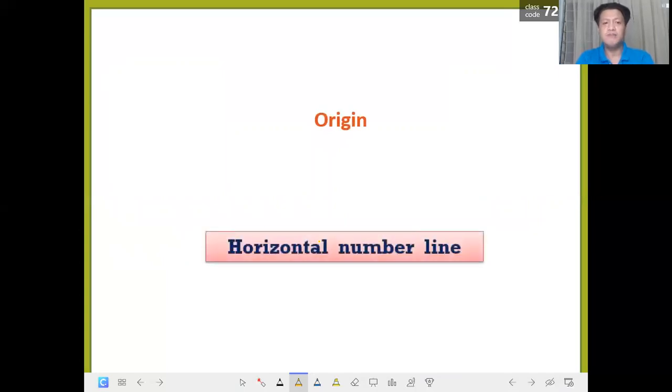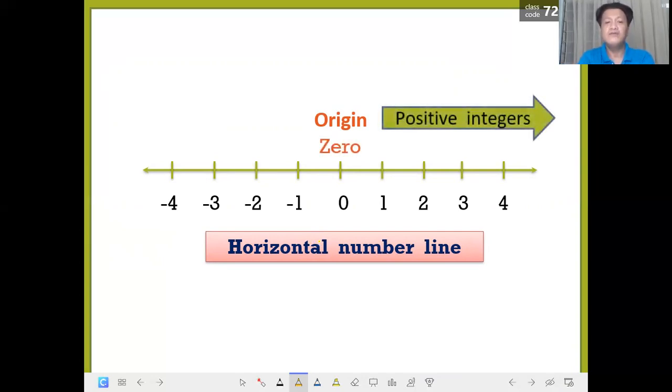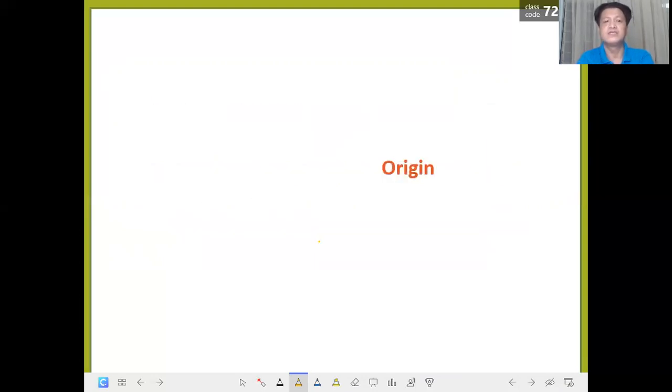Okay, so with that, meron tayong horizontal line. Na pag sinabing horizontal line or horizontal number line is simply nakahiga yung line natin. And nandyan po yung negative and positive. Between that is 0 or the origin. Okay, so ganyan po ang itsura ng ating horizontal number line. Okay, so that is the negative and positive integers.